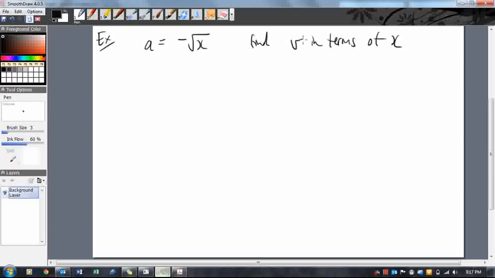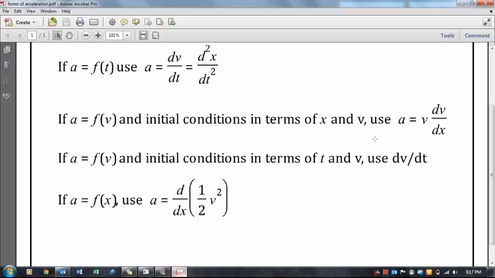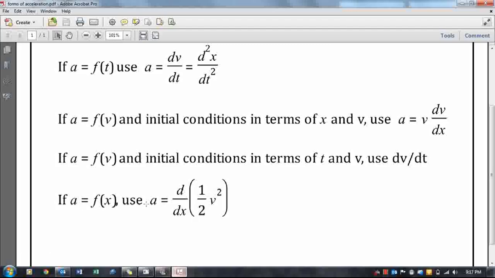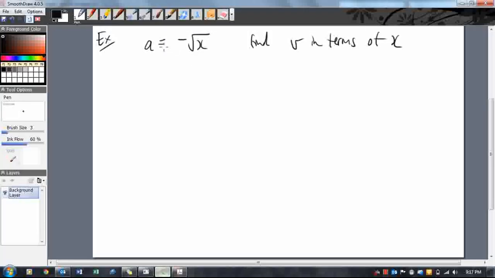V in terms of x, that generally means that a is a function of x. You can just look at your guidelines here, your initial conditions, v in terms of x, and you've got a as a function of x. A as a function of x, we want to use this particular form of acceleration here. D dx half v squared. Okay, so we have a equals d dx half v squared. That's what we're going to use to be able to bust this guy out of jail. Okay, we're going to crack him out. So here we go.